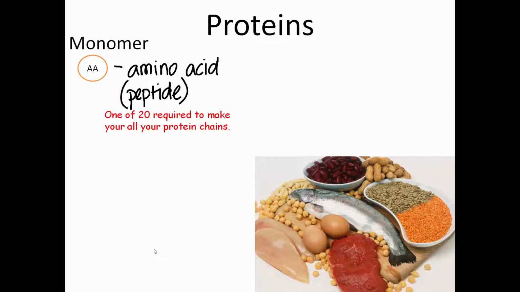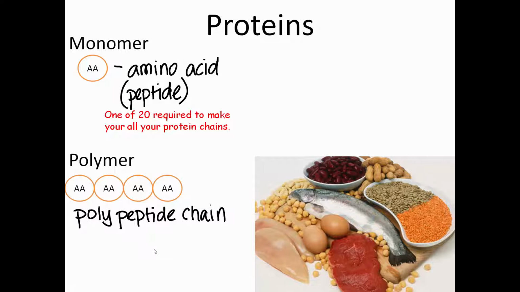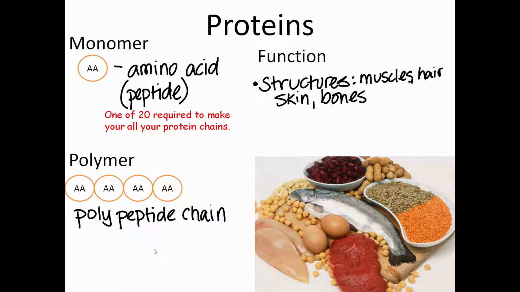The polymer, we call them polypeptide chains, but they'll eventually end up being proteins. The function of these is for structure. They make your muscles, they make your hair, they make your skin, they make your bones, they make ligaments, they make everything that is you that you or anybody can see from you.